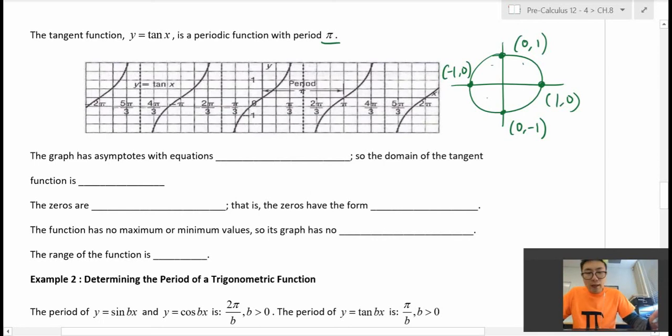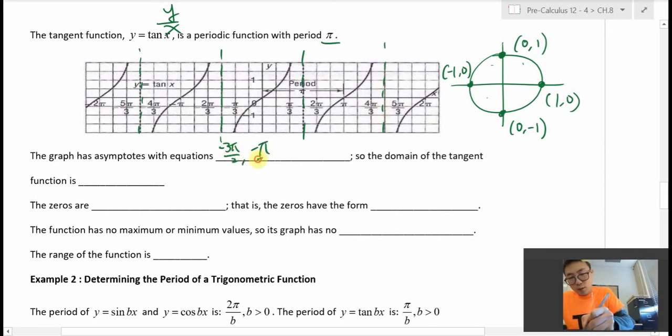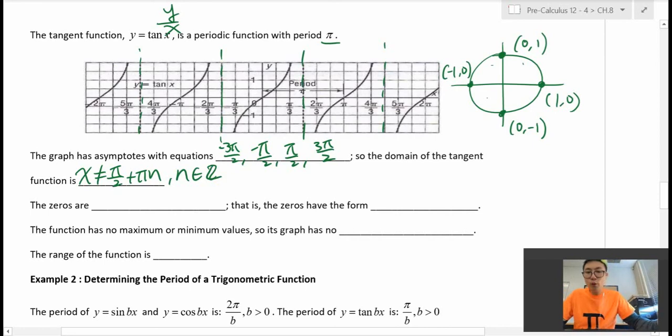Okay, so you can see, and it makes sense because remember, tangent, we think about y over x. So we would have an asymptote when x is 0. And you can see x is 0 when it's pi over 2 and 3 pi over 2. So in this graph, you can see we have vertical asymptotes right here, here, and here. And they are negative 3 pi over 2, negative pi over 2, pi over 2, and 3 pi over 2. So the domain is x cannot equal pi over 2 plus pi n. And again, n is an element of integers, but it could be anything else.